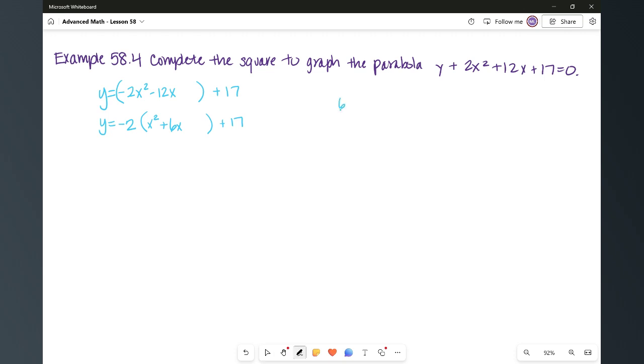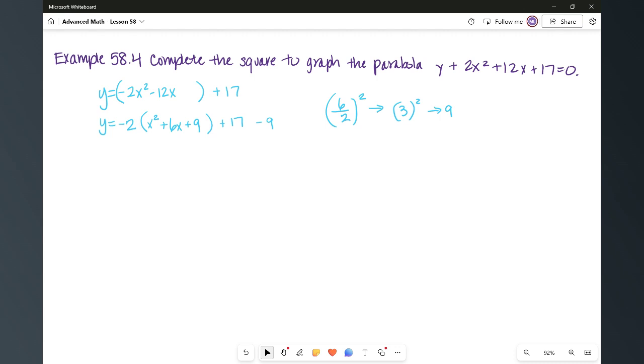Remember, I take that 6, divide it by 2, or multiply by 1/2, same thing. And I'm going to get 3 squared, which is going to equal 9. So I need to add 9 in here. Now, I need to subtract 9.